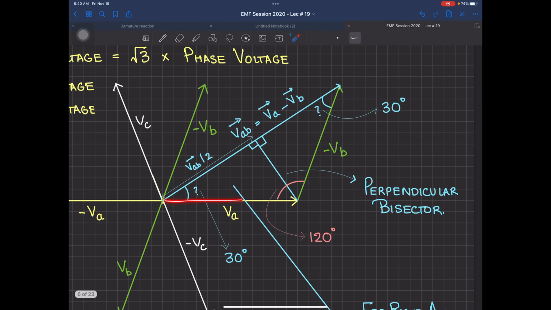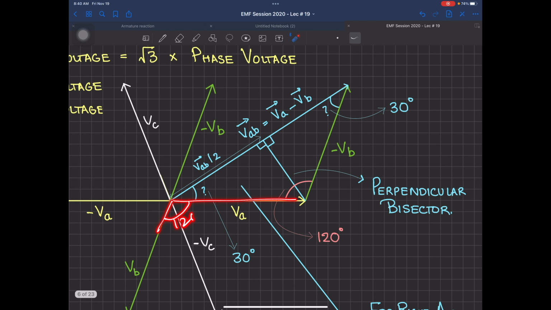This angle between VA and VB was 120. This one was 60 degrees. So this angle is also equal, because they are parallel lines. This one and this one, they are parallel lines. So is this 60 or 120? This is 120, alternate angles. This one is 60, so this angle is 120 degrees. This one is 60 degrees. This one is 60 degrees.